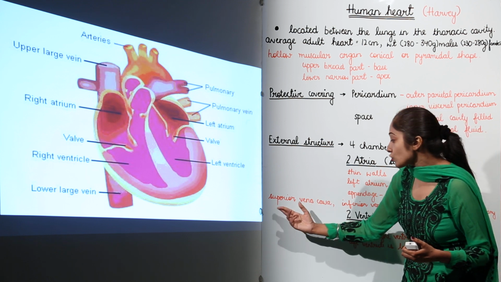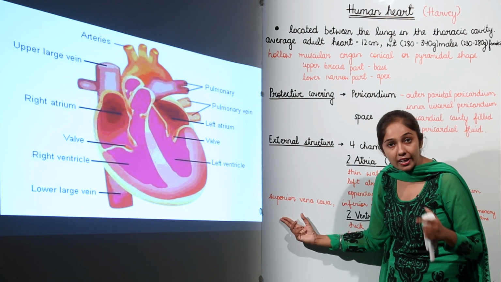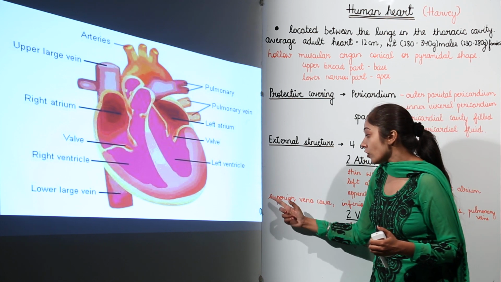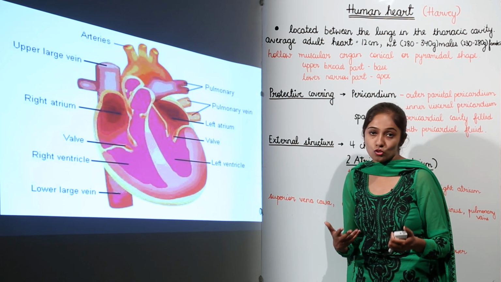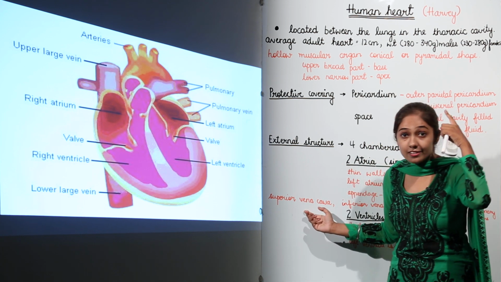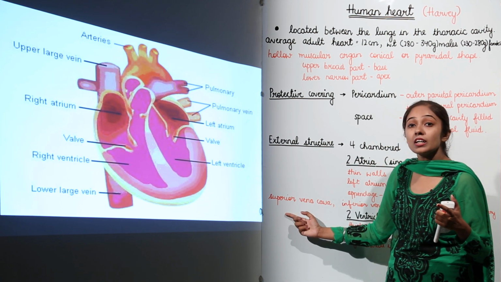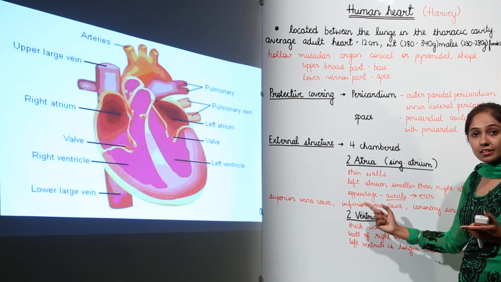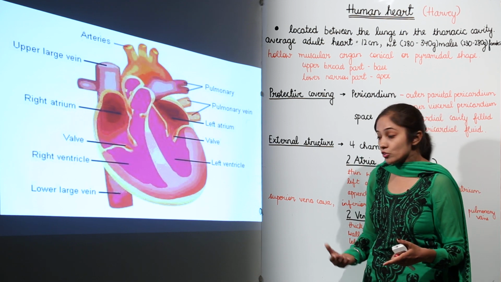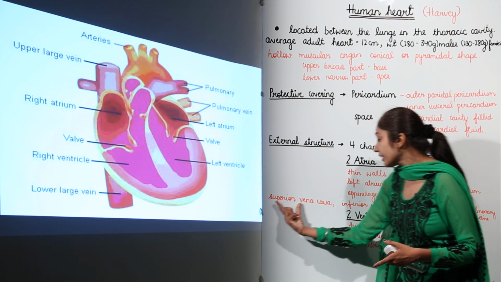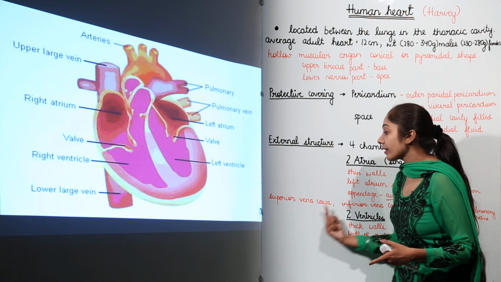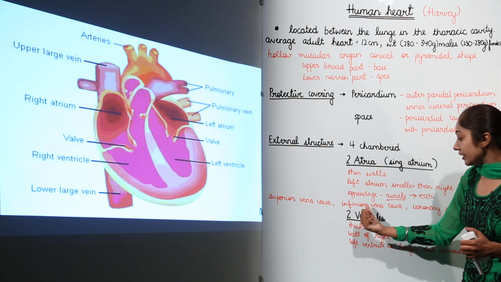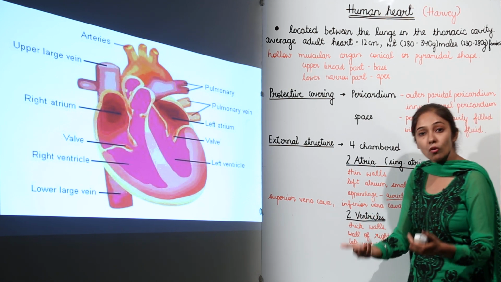So when we talk about the superior vena cava, just remember at this stage that the superior vena cava brings the blood from the upper regions of your body, for example, your head. The inferior vena cava brings the blood from the lower regions of the body. Just remember from the words superior and inferior.